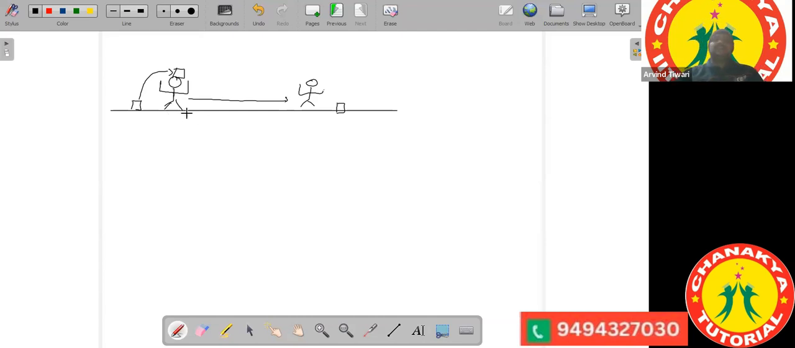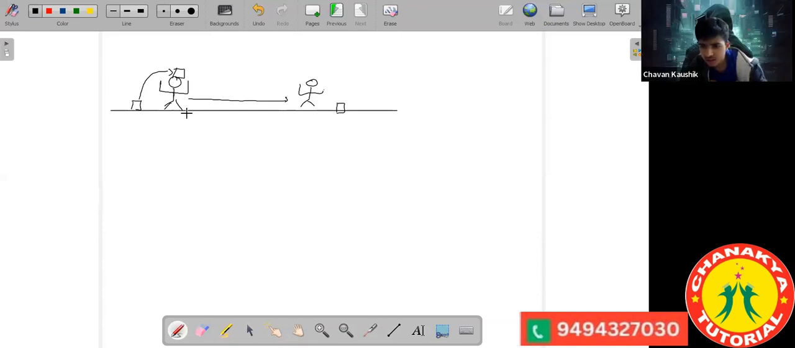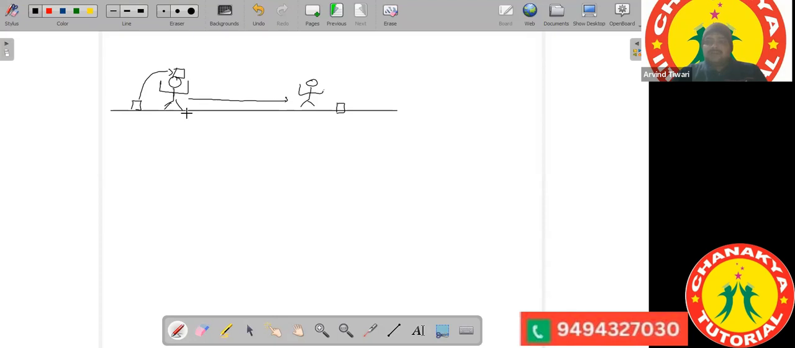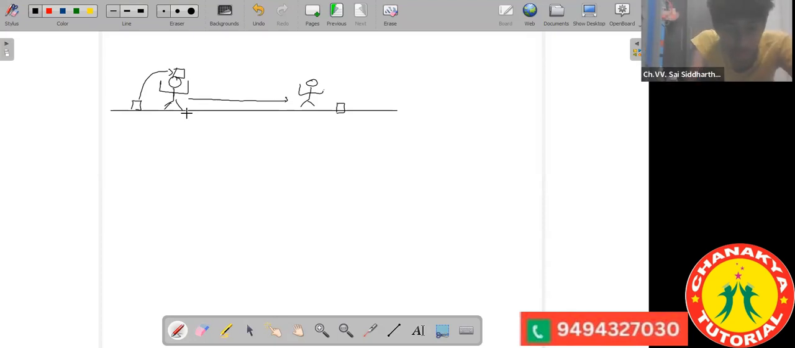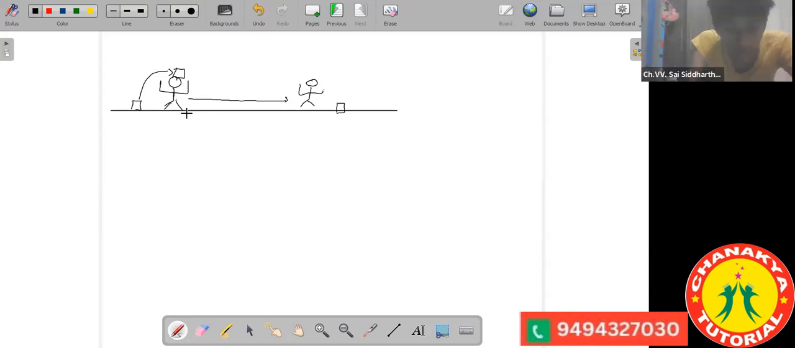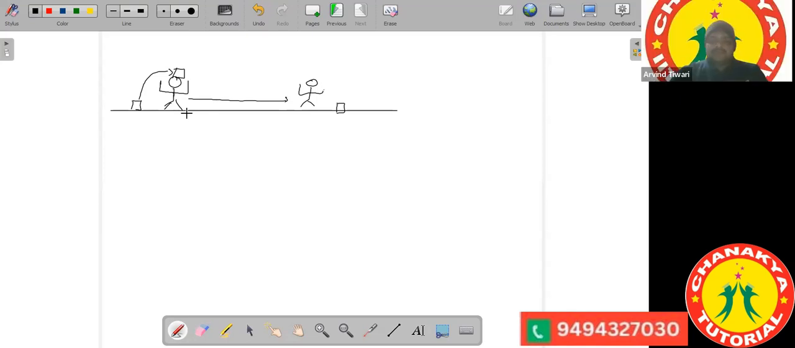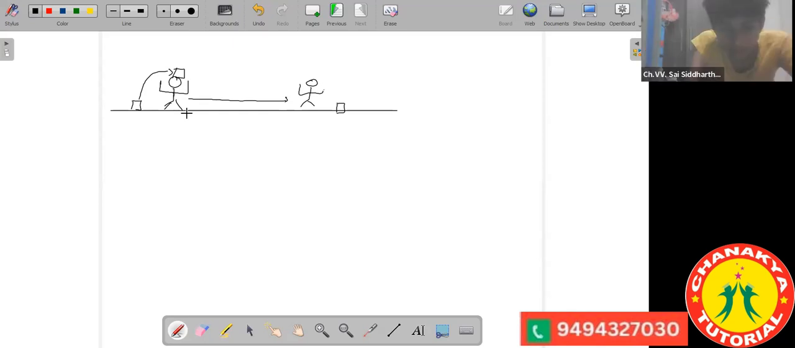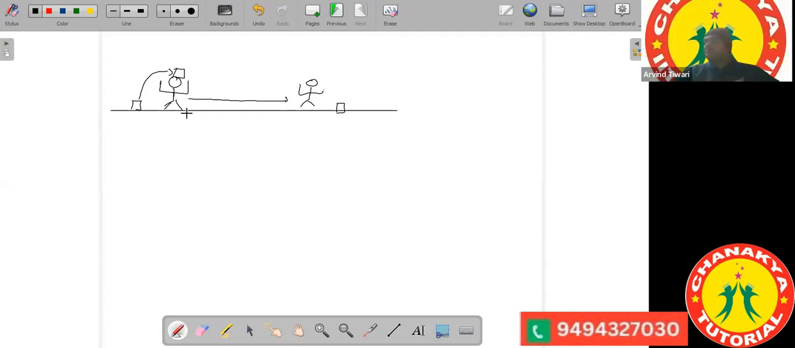Siddharth, what are the different forces that are acting on the porter? Siddharth, are you there? Yes, sir. What are the different forces that are acting on the porter? Gravity and the weight of the box. So that weight of the box is due to gravity only?